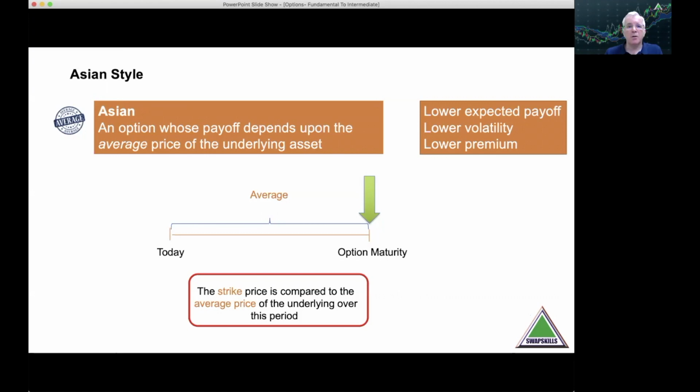And they might do that because maybe their income statement is revalued against the average FX rate. Or if you look at commodity swaps, you look at the average of the commodity price. So different reasons, motivations why somebody might want to do that.